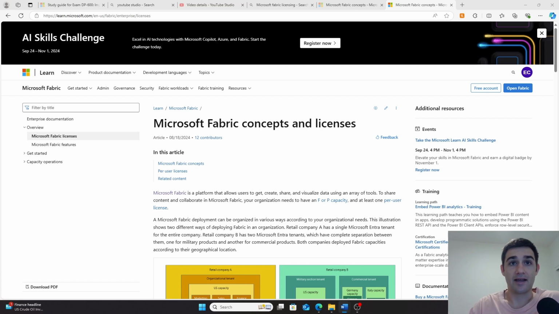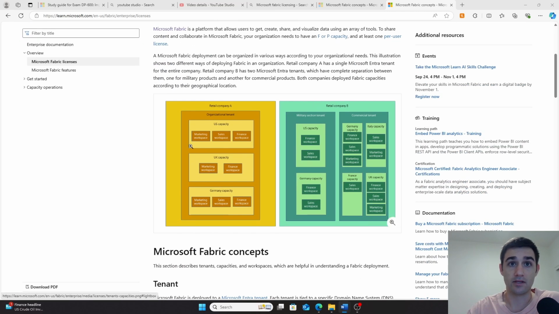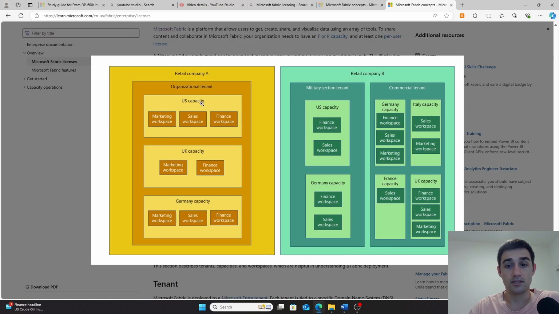When you look at these SKUs, Microsoft recommends that you deploy them within a geographical location. So if you have a multinational organization, you should deploy them according to their geographical location. They are tied to an organizational tenant, and if you don't know what an Azure tenant is, typically you have one tenant per domain name. So for example, if you worked for Microsoft, you'd have Microsoft.com. That would be a tenant. And then each capacity sits on a single tenant.